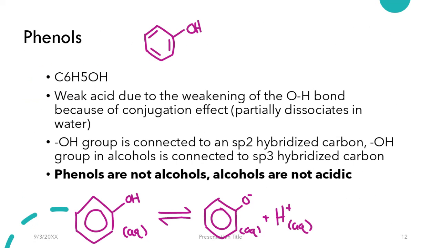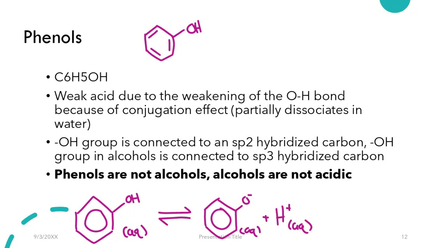Okay, so that was it for alcohols, at least for now. The next thing we talked about was phenols. So the general formula for phenols is C6H5OH. That's called phenol, but phenol is also a class of compounds. So you can have phenol derivatives. So this is phenol here.